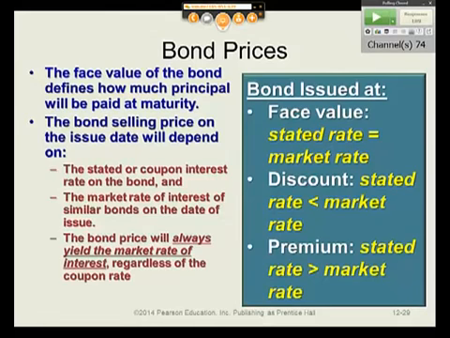Okay, so again, to summarize this, if the market's in equilibrium, then the bonds will sell at par. If the market rate is higher, they'll sell for a discount. Market rate is lower, it will sell for a premium.